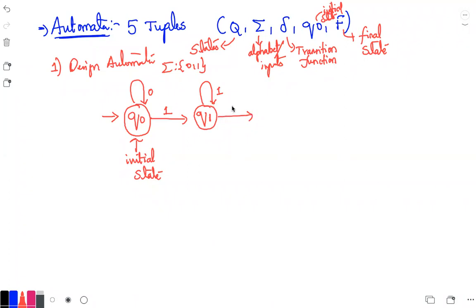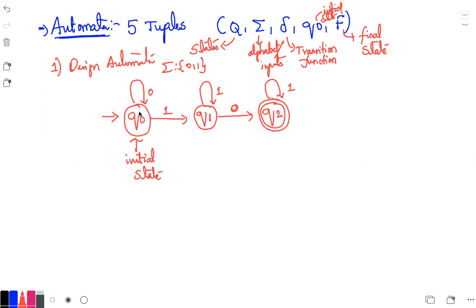If you take input 0 from Q0, you will reach Q2. I will make it a final state. Again from Q2, there is an option with input 1. So this is a basic automata that accepts the strings over the alphabet 0 and 1. So this is how you need to construct the automata machines.